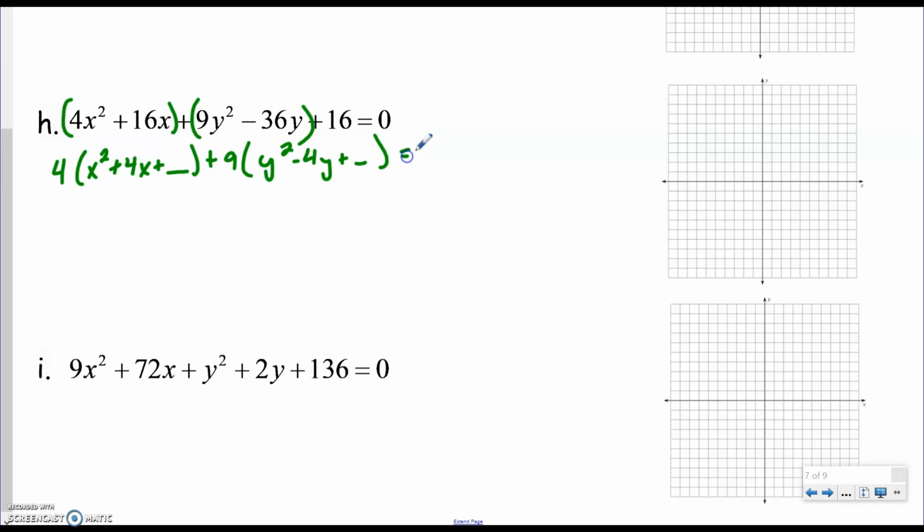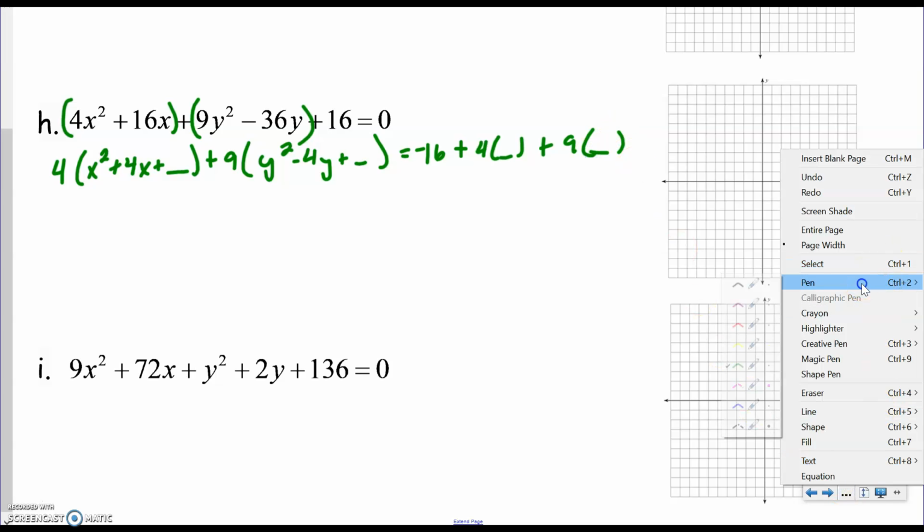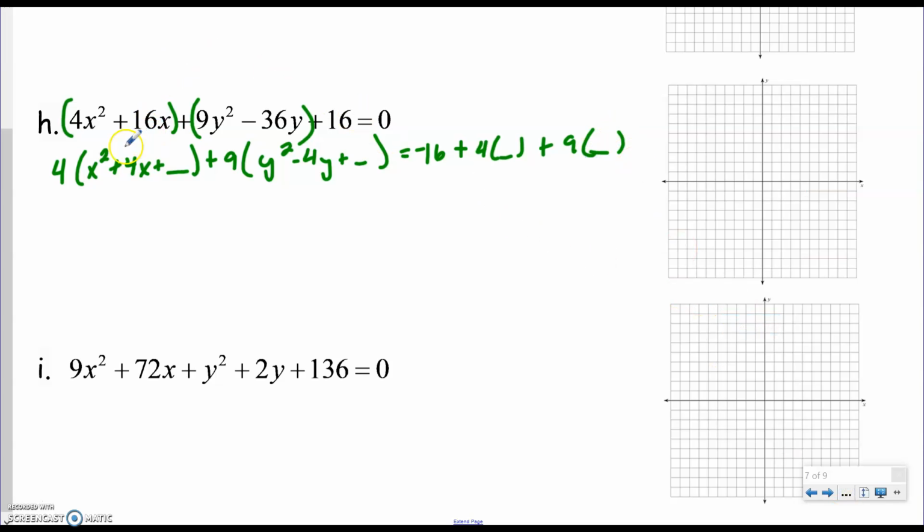And I'm going to move my 16 over, so I have negative 16. The only catch is when I put my blanks in, I have to do 4 times that and 9 times that. Okay, so half of 4 is 2, 2 squared is 4. So I'll plug that in there and there. And then half of negative 4 is negative 2 squared is 4. So I'm going to put 4 there and there.